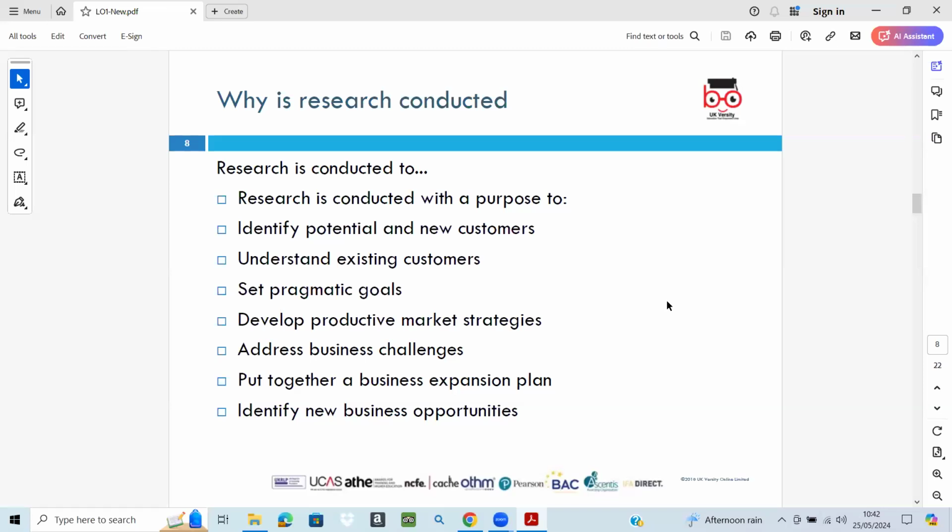Then identify new business opportunities. It's to uncover potential new areas for growth and innovation. An example is, if we do market research, it might reveal a gap in the market for eco-friendly products, prompting a company to develop a new line of goods. For example, a fashion brand could discover a growing demand for ethically sourced clothing and create a new collection to meet this demand. So these all are the important points.